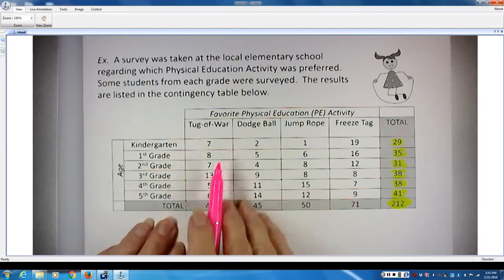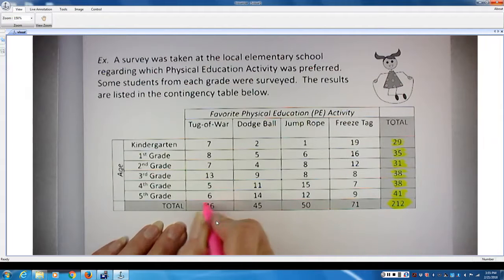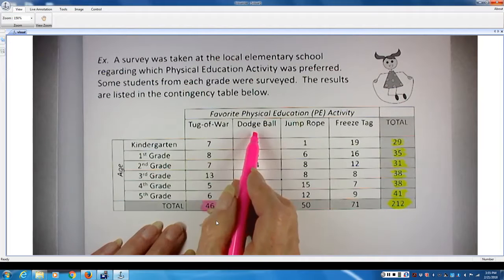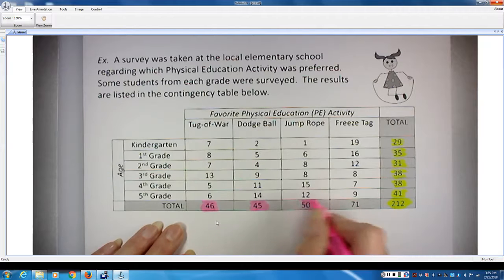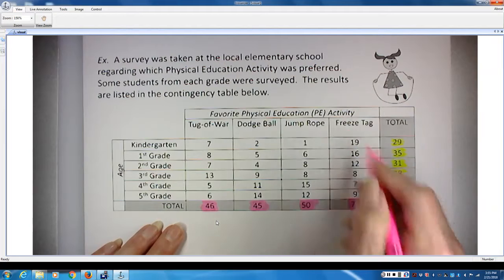What they asked them about was which one of these PE activities they preferred to do. So we know that of that 212, 46 of those kids preferred tug of war. 45 of them preferred dodgeball. 50 of them preferred jumping rope. And 71 of them preferred freeze tag.